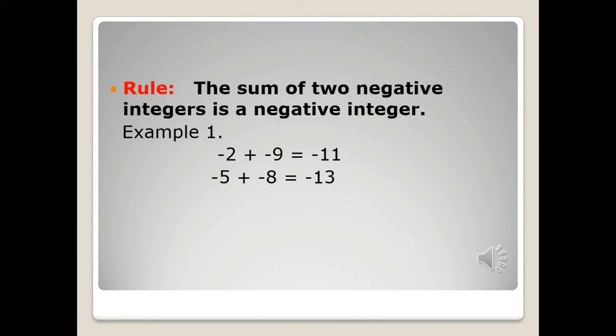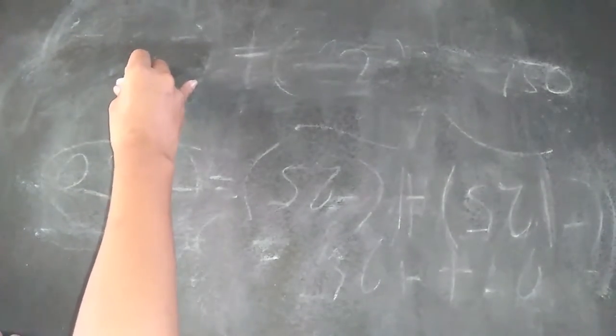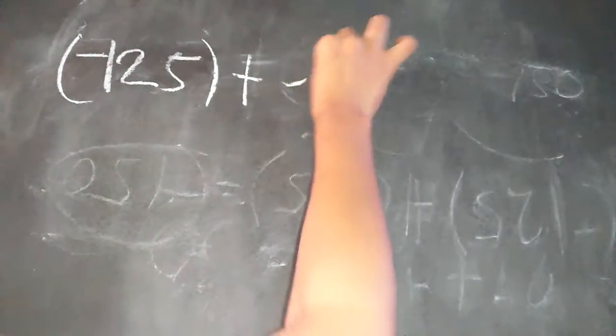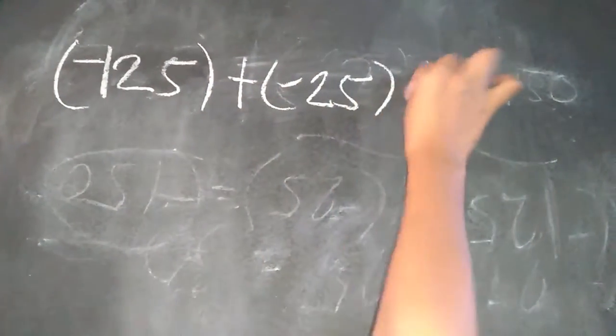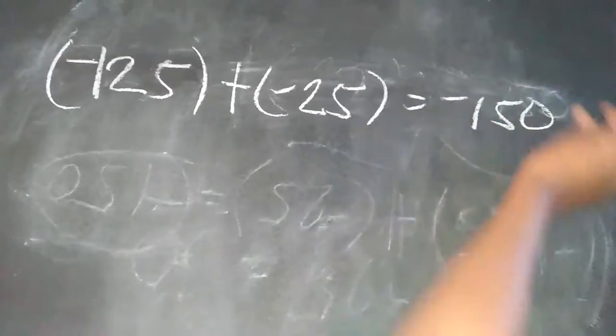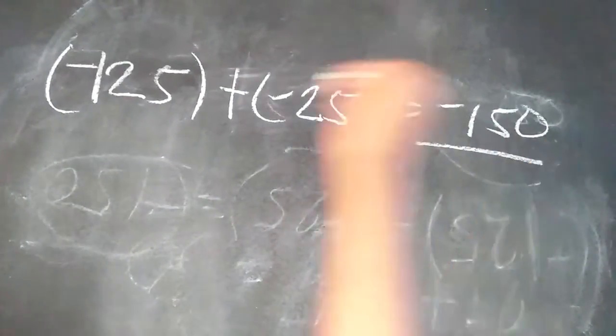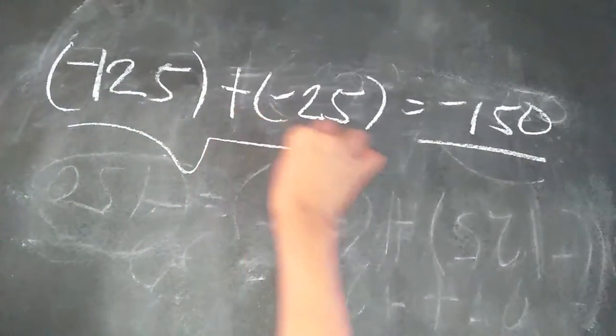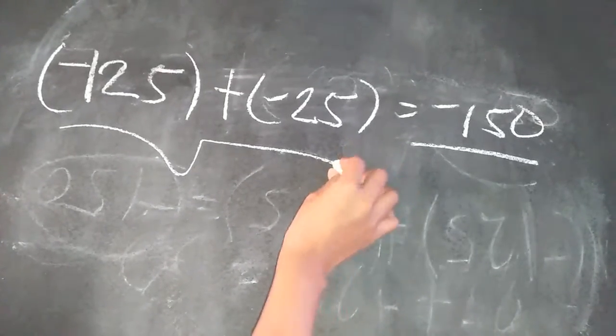Example: negative 2 plus negative 9 is equal to negative 11. Negative 5 plus negative 8 is equal to negative 13. Another example for rule number 2: negative 125 plus negative 25 is equal to negative 150. The answer is negative since the two given integers have the same sign, which is negative.